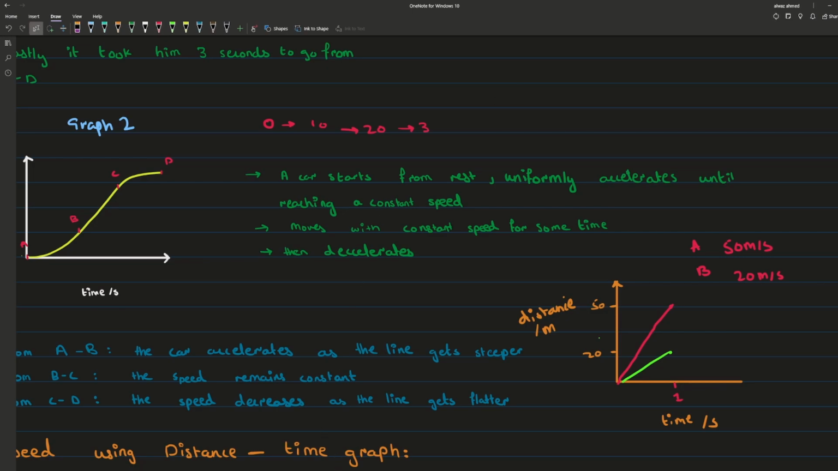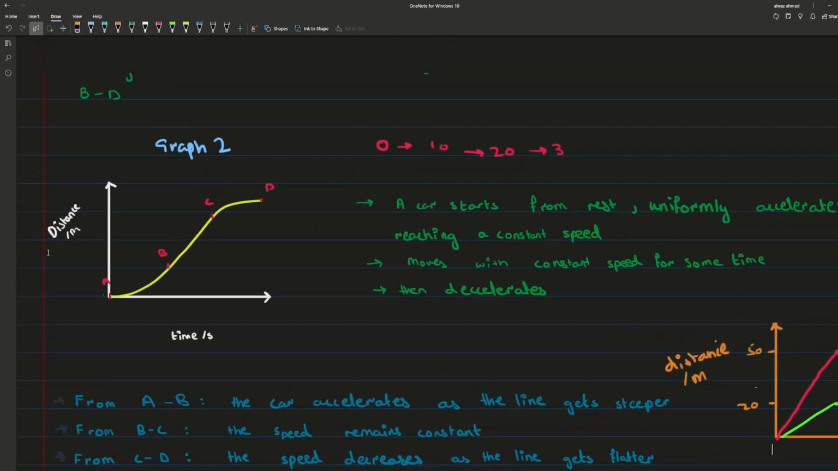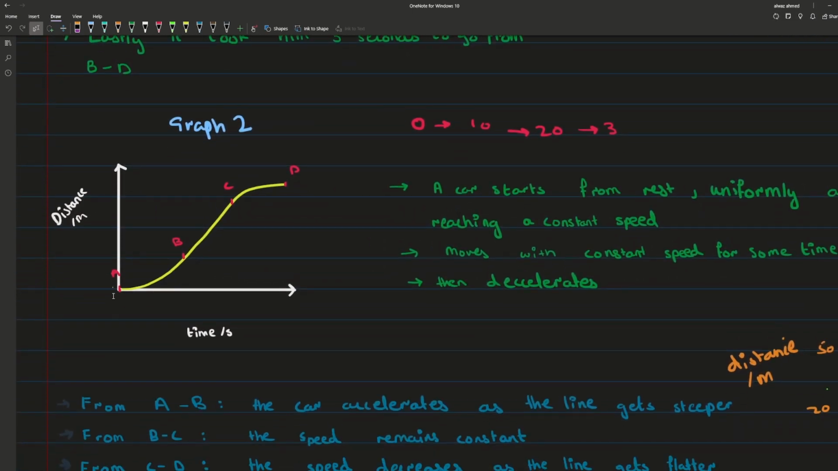Now if we implement that concept in this graph, we can see that when this object starts to move, it isn't very steep. For example, this is a very low gradient, but as time passes, the steepness or the gradient of the graph starts to increase. Okay, and this keeps on increasing until we reach point B. So the car accelerates from A to B as the line gets steeper.